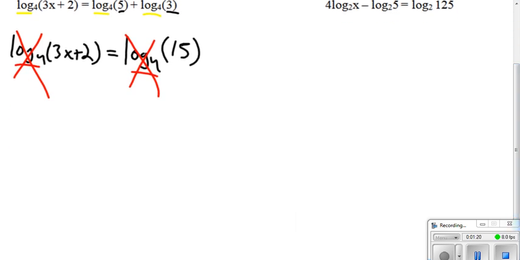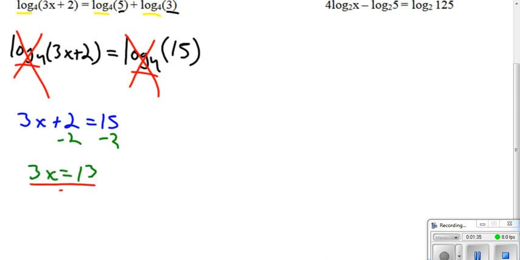So bring that down, give us a little more room to work with. 3x plus 2 equals 15. Now all we have to do is solve for x, so subtracting 2 from both sides leaves us with 3x equals 13. Divide both sides by 3, we get x equals 13 thirds. Again, you always want to check that, and I'll just give you a hint, this one checks out.